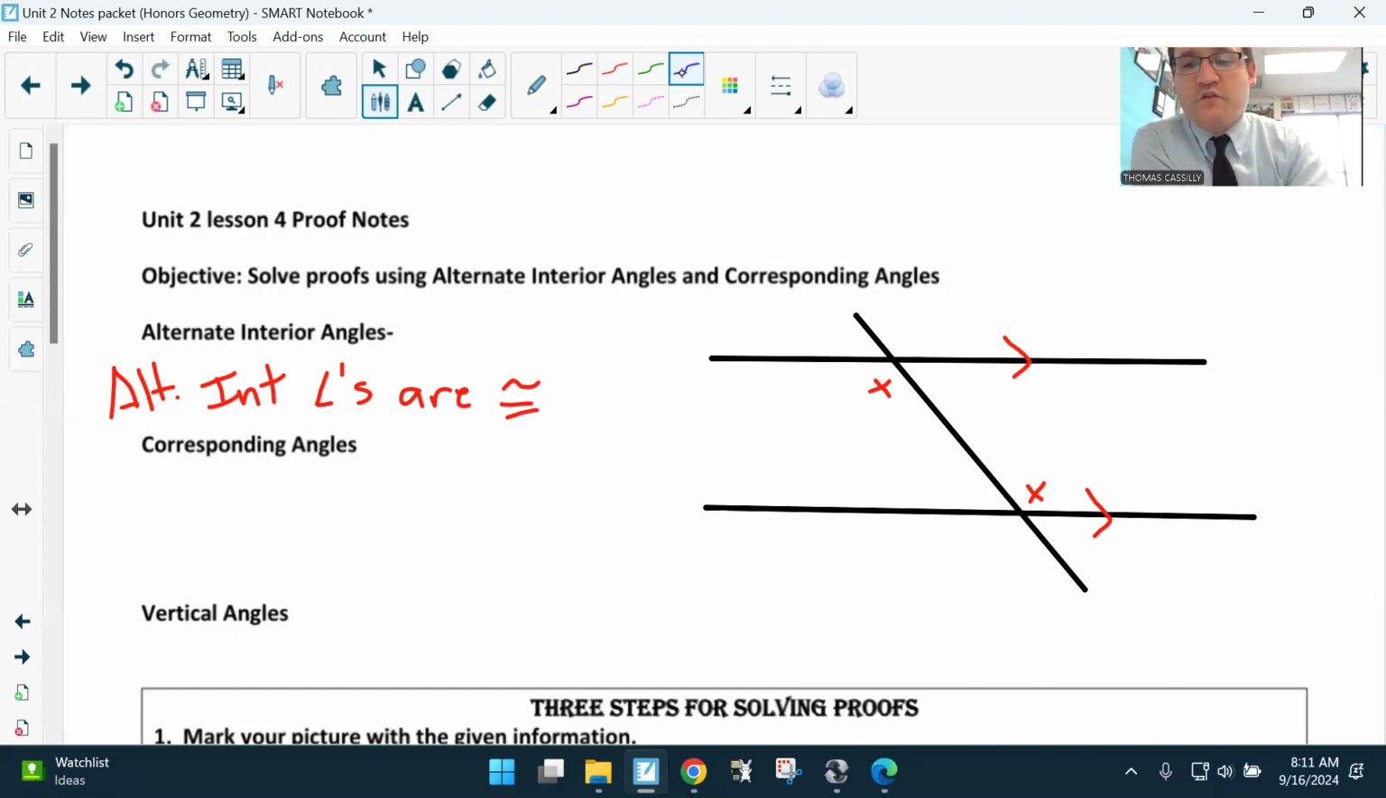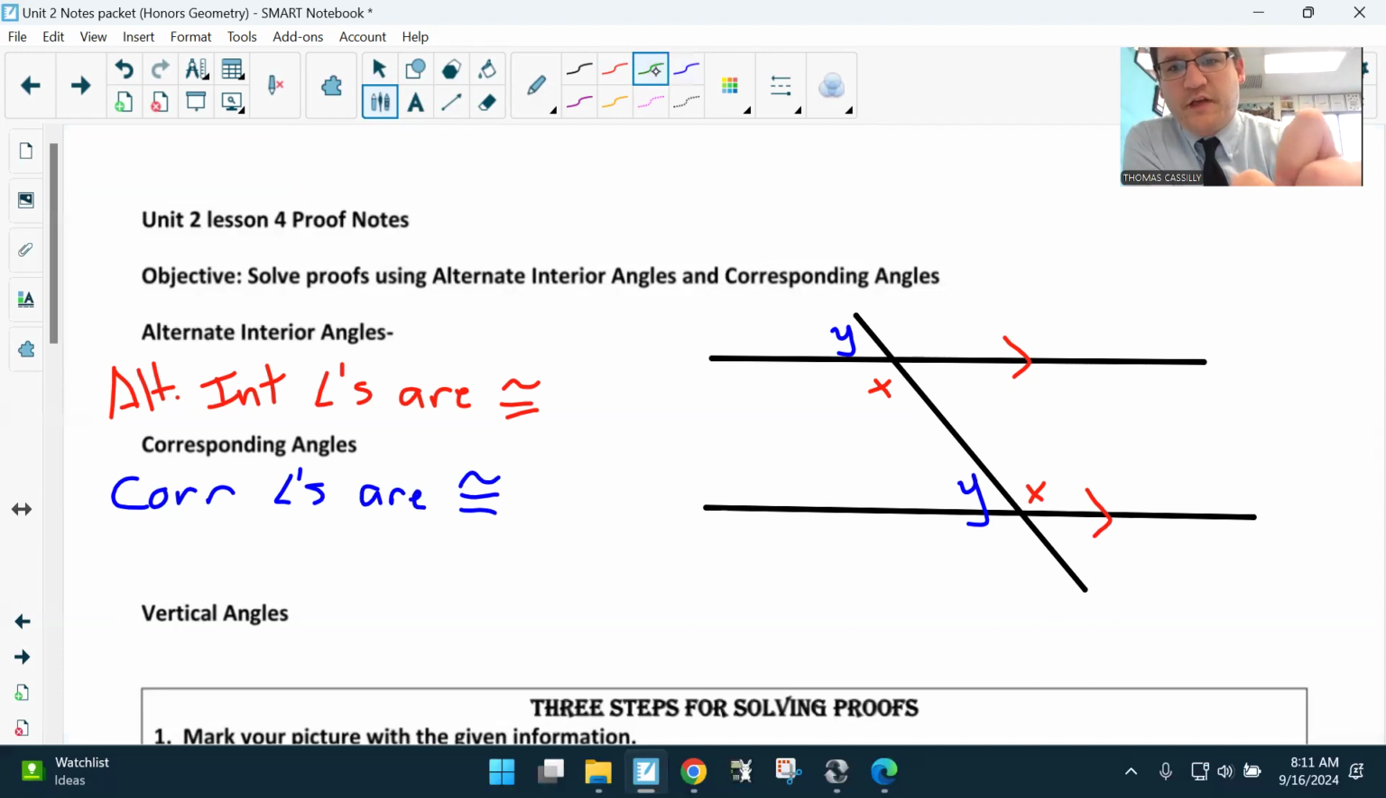Now, corresponding angles. Let's draw some corresponding angles. I'll call these our corresponding angles. They are in the same kind of spot at those intersections, just on different intersections themselves, right? So they're kind of in the top left of those parallel lines. Corresponding angles are congruent, so they are the same angle measures.